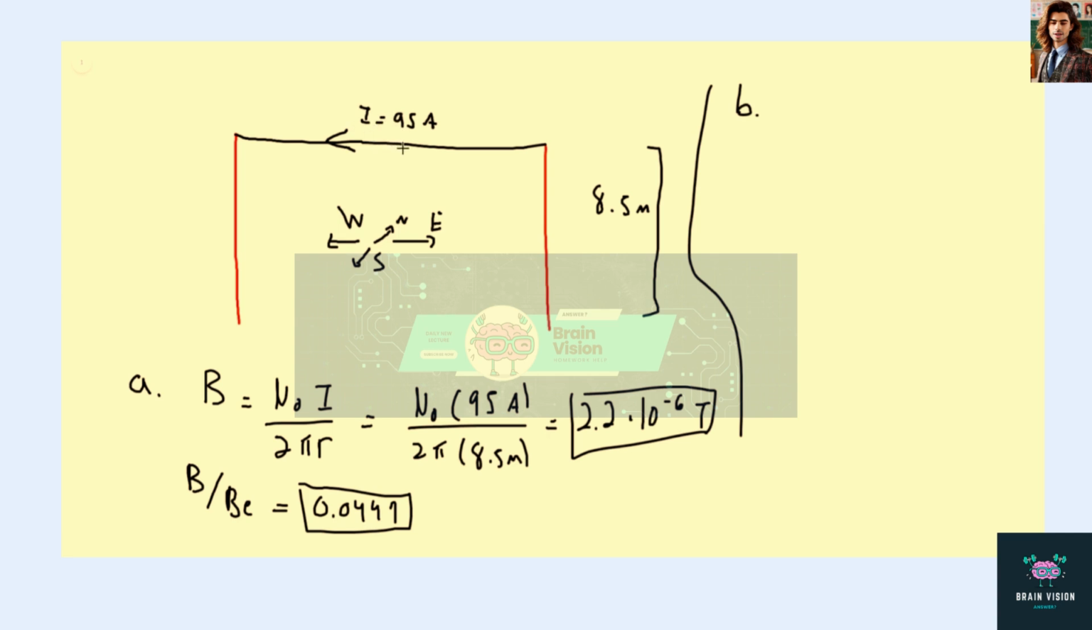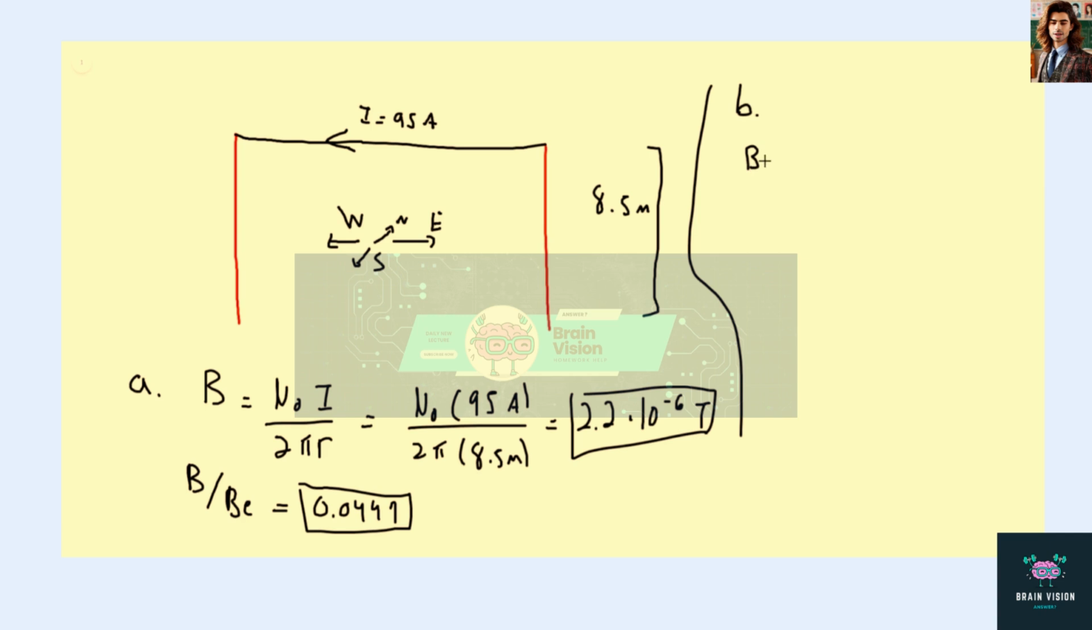And so that means that it needs to be coming out of the page. And so that means then that we need to be below the wire. So we're somewhere in this region, below rather than above, is where it'll cancel. So we can just find that distance. So we know that these two magnetic fields will be in opposite directions.